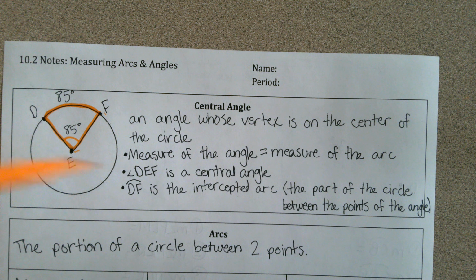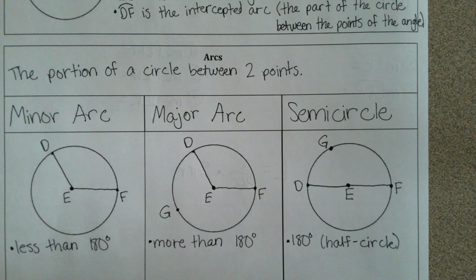So just labeling the parts, angle DEF is a central angle. Arc DF, that's right, is the intercepted arc, and it is the part of the circle between the 2 points of the angle, the 2 points that touch the circle at least. Speaking of arcs, we're going to dive a bit more into those.